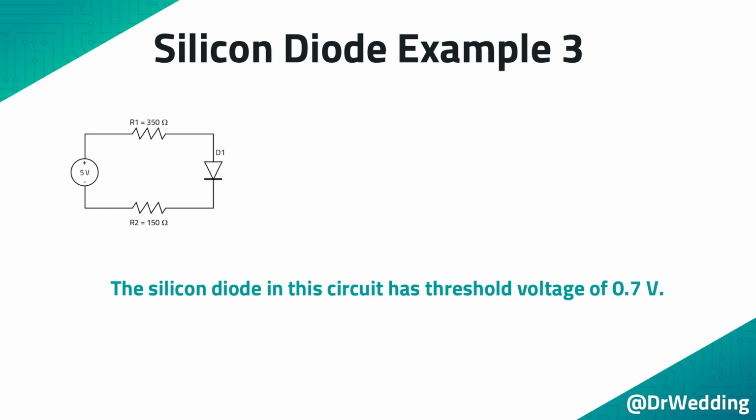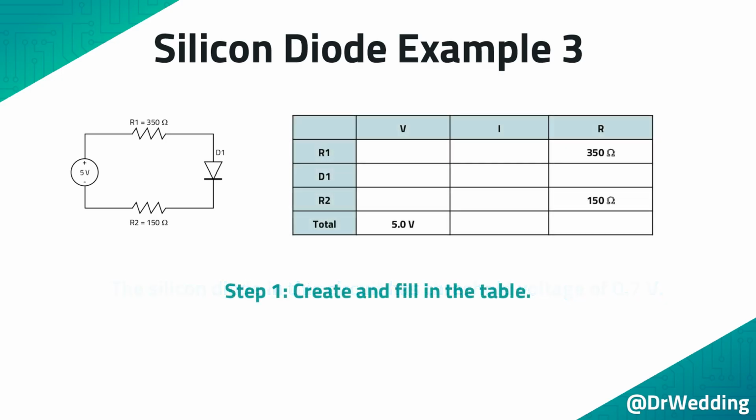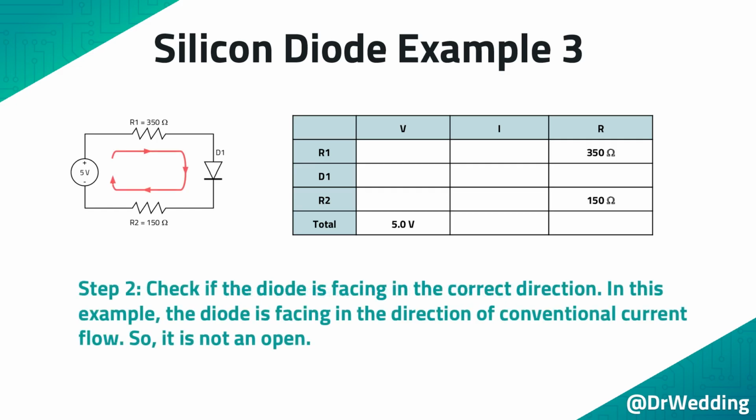Here is the third silicon diode example. As before, the silicon diode in this circuit has a threshold voltage of 0.7 volts. Step 1. Create and fill in the table. Step 2. Check if the diode is facing in the correct direction. In this example, the diode is facing in the direction of conventional current flow, so it is not an open.